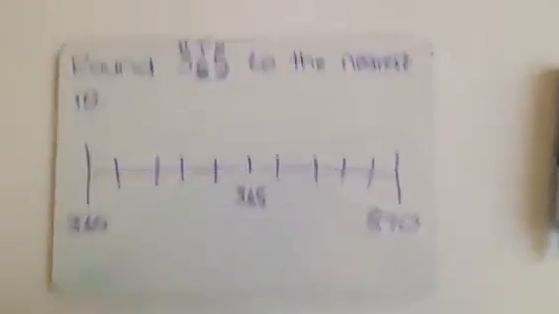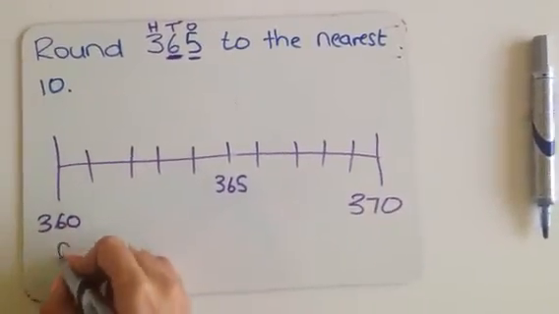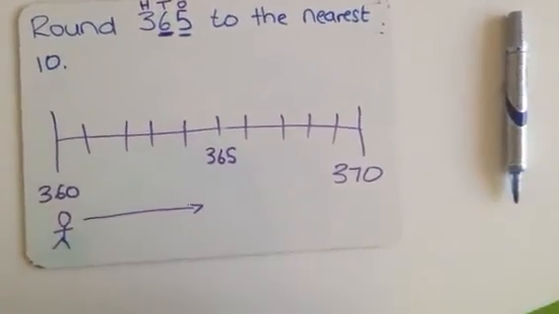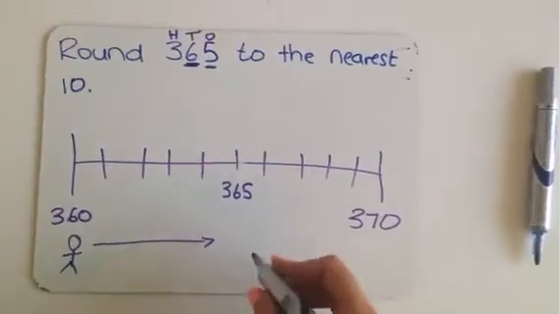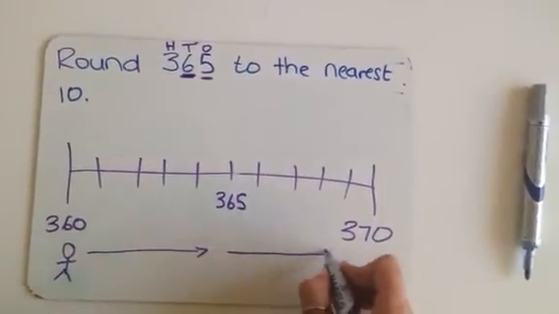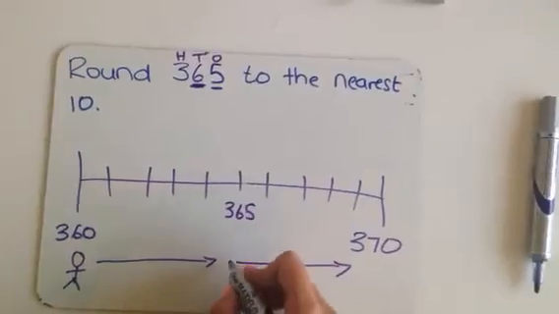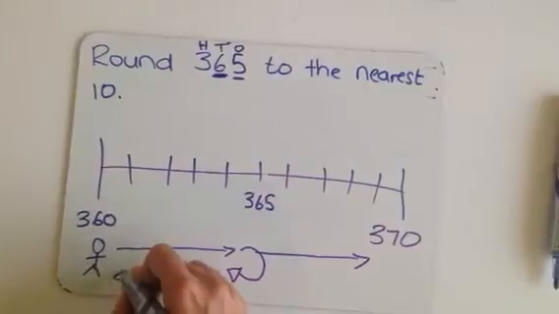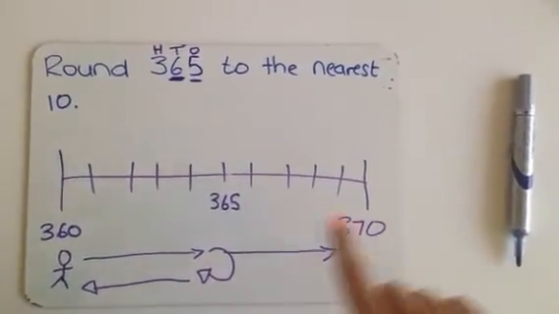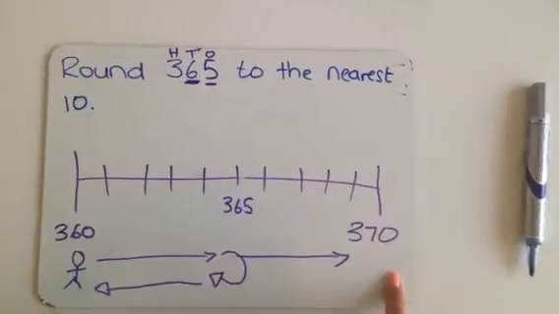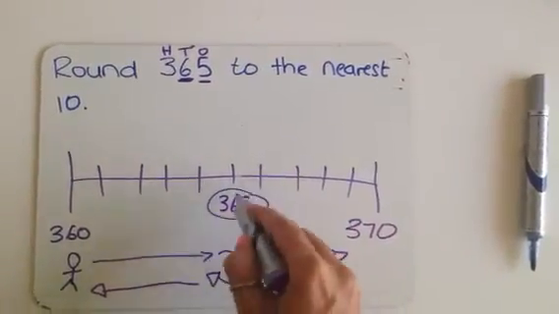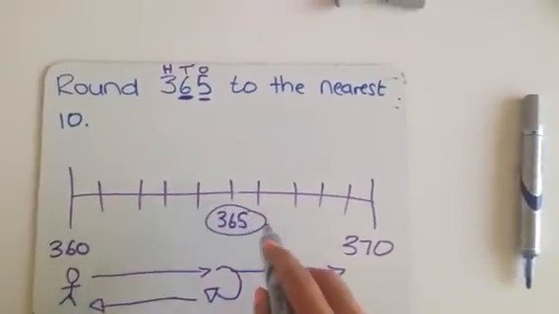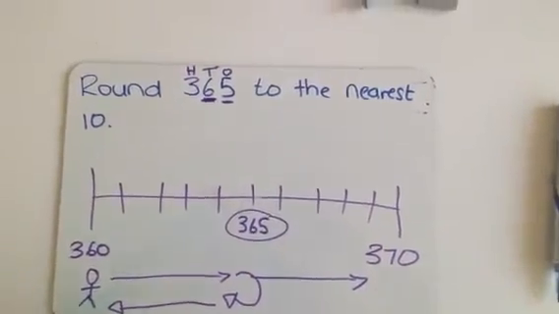So how I explained it to scholars was, if there is a man walking and he walks to 365, is it going to take him a longer period of time to just carry on walking straight to 370? Or will it take him longer to turn all the way around and walk back? And scholars answer, it's much quicker to just carry on walking straight. And that's what the man does. It takes far too long for the 365 to turn around and walk back. So 365 always rounds up to 370.